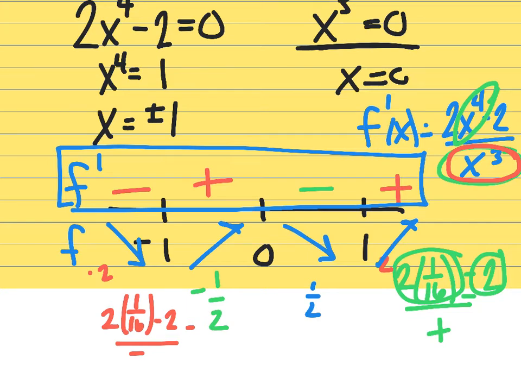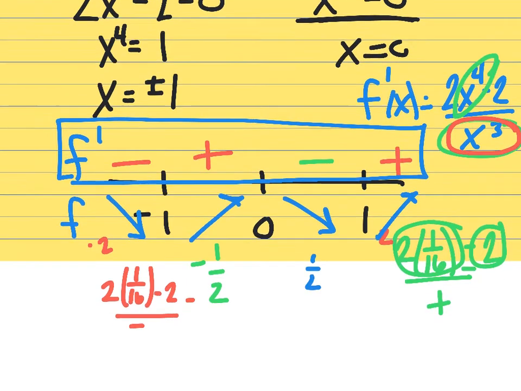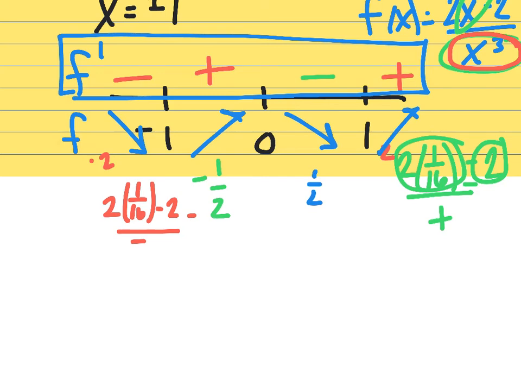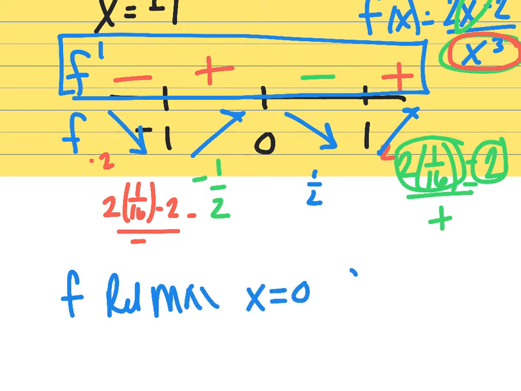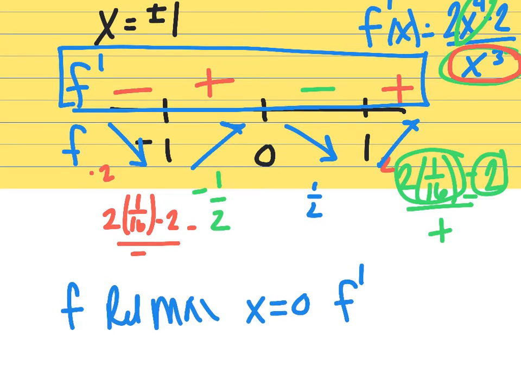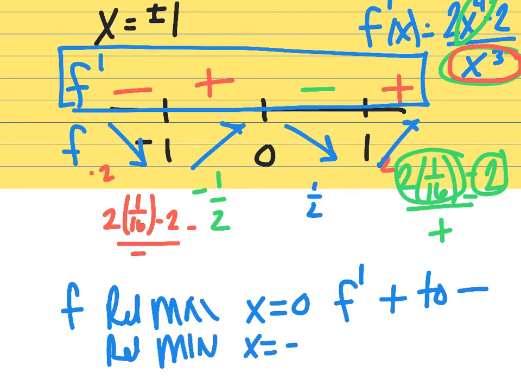So I guess just to make it very clear one last time, I will write this out with the proper justification. So I will say f has a relative max at x equals 0, and my justification is f prime, remember described as top row, changed from positive to negative. I should have a relative min, let's see, at x equals negative 1 and x equals 1. And again, my justification should be f prime changed from negative to positive.